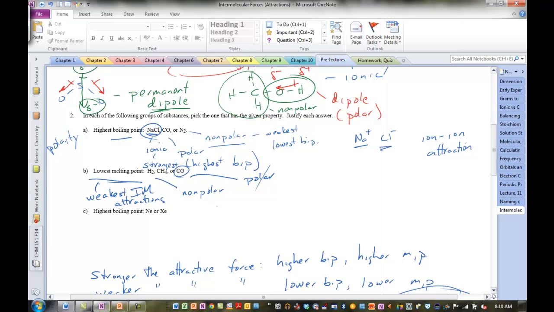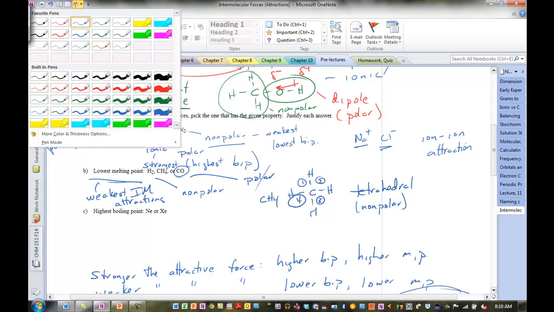What about CH4? Polar or nonpolar? If we draw the Lewis structure, 4 VSEPR pairs, tetrahedral. All 4 bonds are the same, so a high symmetry structure, tetrahedral. This is nonpolar. All right, so what do we do with this?